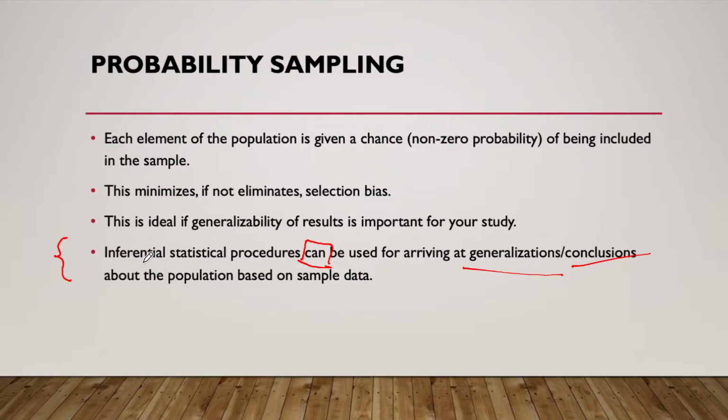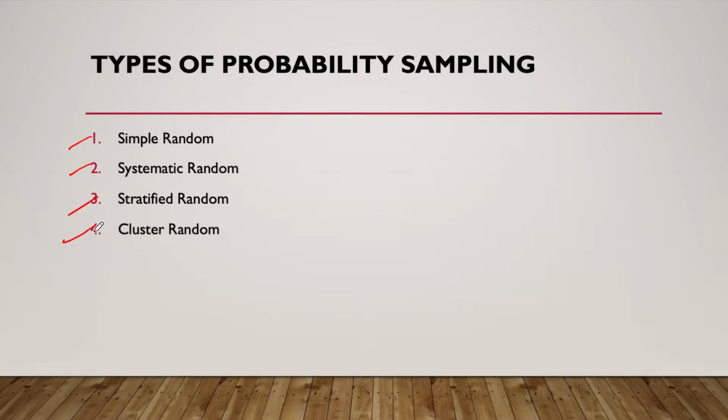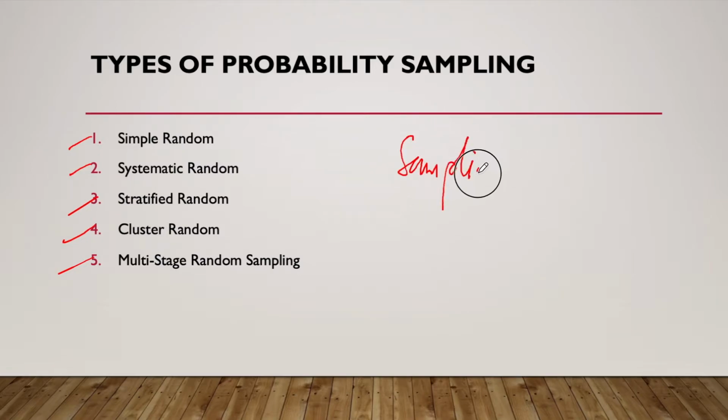We'll discuss the types of probability sampling here. We have the simple random, systematic, stratified random, cluster, and multi-stage random sampling techniques. In some books, these are called sampling techniques.